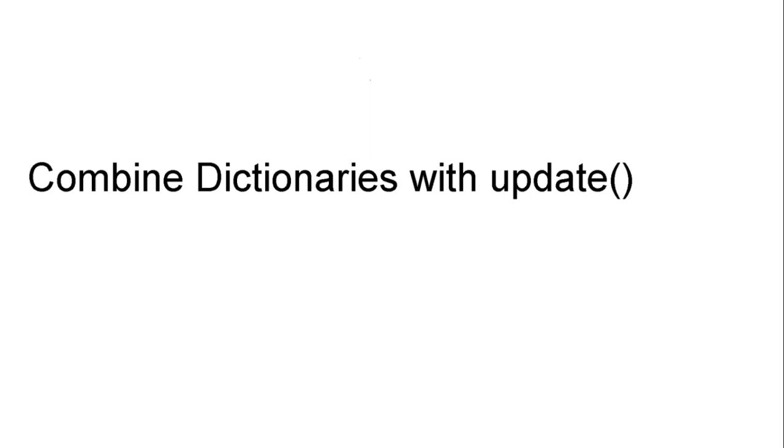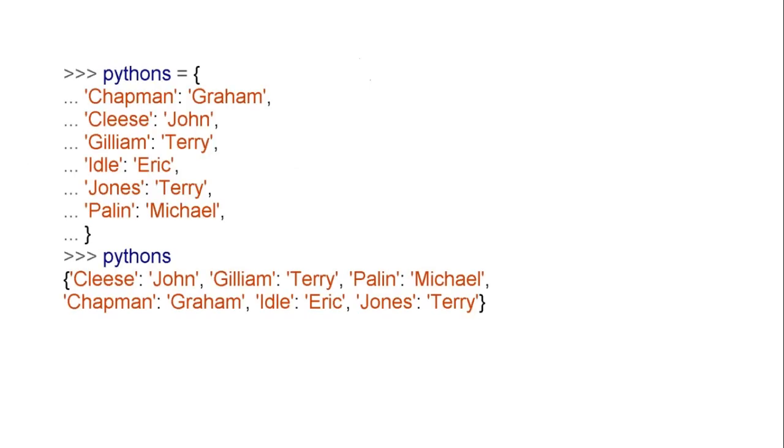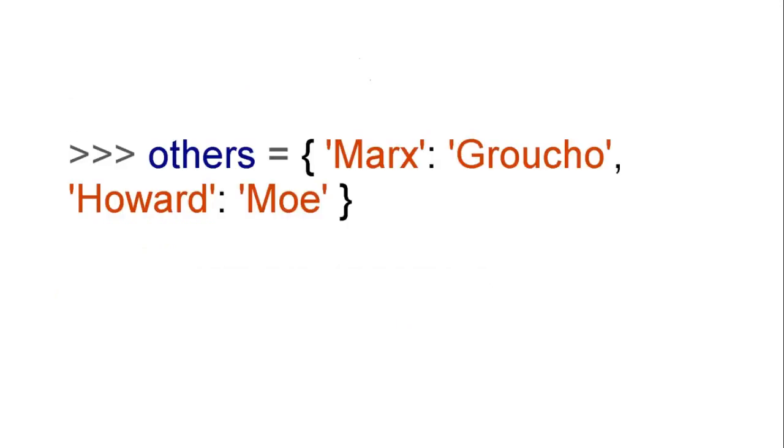Now, combine dictionaries with update. You can use the update function to copy the keys and values of one dictionary into another. Let's define the Python dictionary with all members. We also have a dictionary of other humorous people called others. Now along comes another anonymous programmer who thinks the members of others should be members of Monty Python.